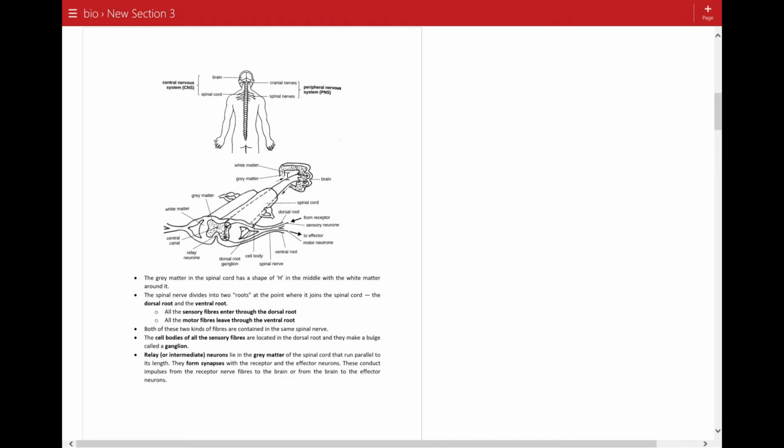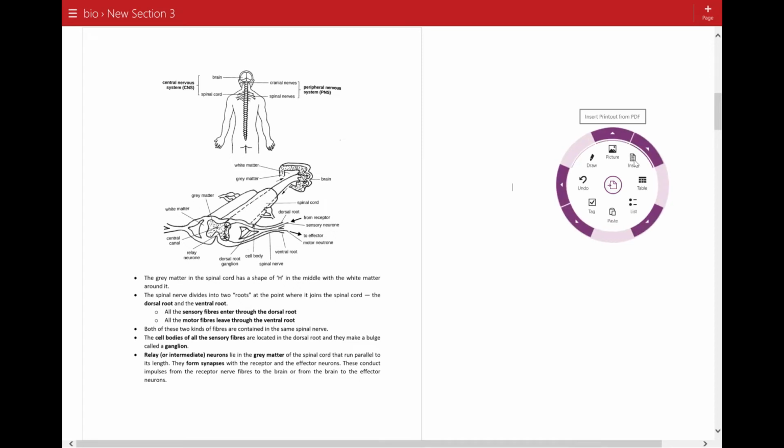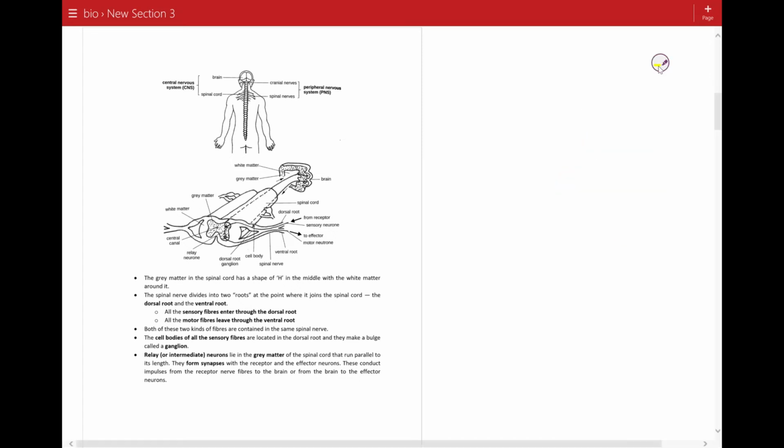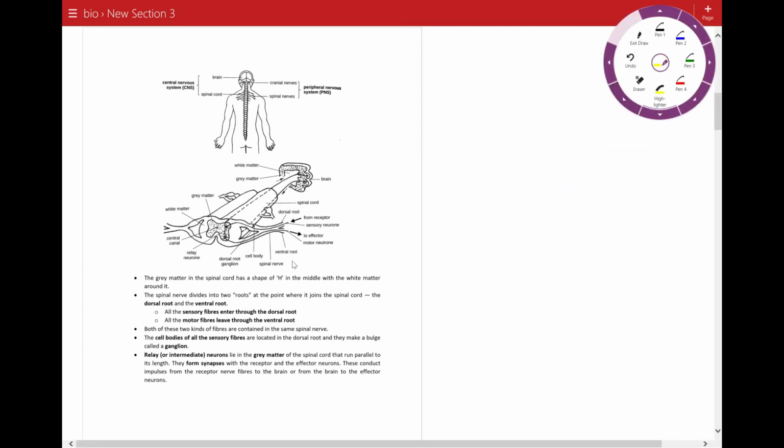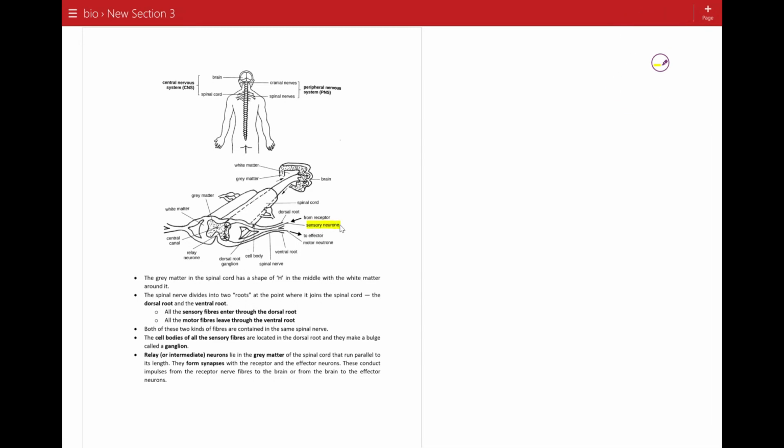Okay, so you have your spinal nerve itself. All these receptors will be coming in. You do recognize some of the terms here, such as your sensory neuron. Okay, so you have your sensory neuron here, which we talked about. We also have your effector, which is the muscle, and that will produce a response, due to the motor neuron itself.